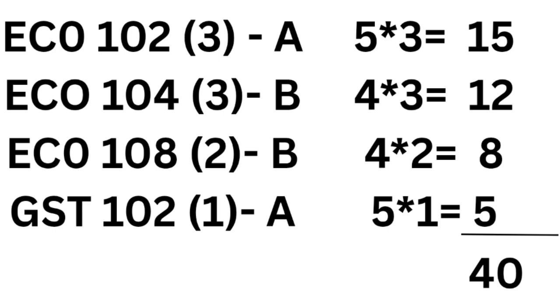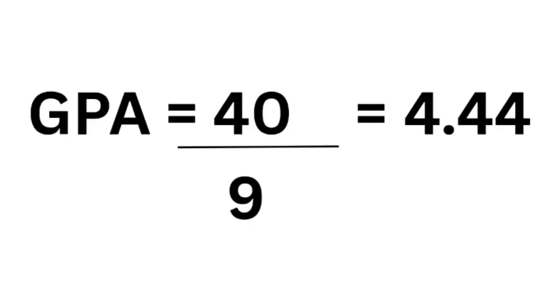For Econ 108, he also got a B, but in this case, the course is a 2 credit unit course, so it's going to be 4 points multiplied by the 2 credit unit, that is 8. And for GST 102, he got an A, and that is a 1 credit unit course, so that is 5 points multiplied by 1 equals 5. So when you add all these total grade points, you are going to get 40. Now 40 divided by his credit unit, which is 9, is going to be what? 4.44. Now that is his GPA for that particular semester.